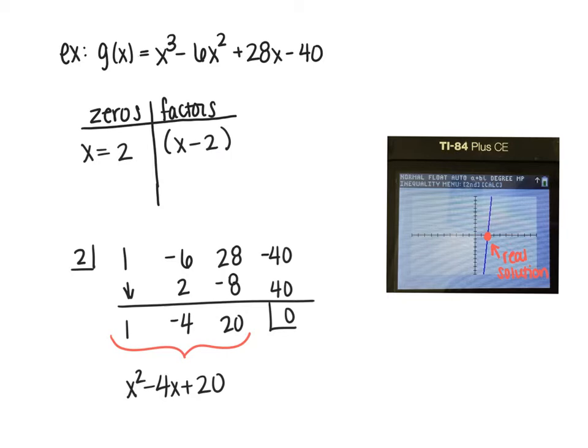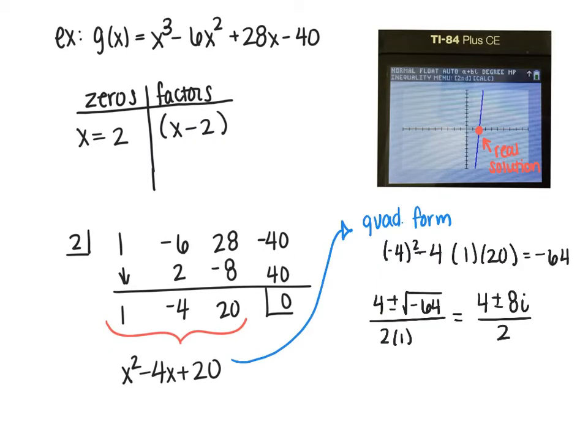Now the first thing I'm going to try is I always want to try to factor. Well, if I'm thinking about the factors of 20, I have 2 and 10, which don't get me to 4, and then I have 5 and 4, which don't get me to 4. So unfortunately, I'm going to have to use the quadratic formula on this. Once I did the quadratic formula, I got 4 plus or minus 8i all over 2.